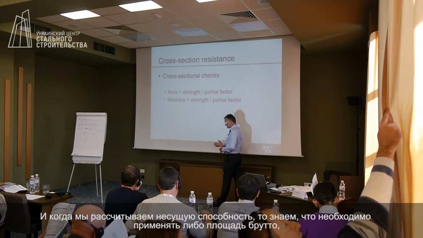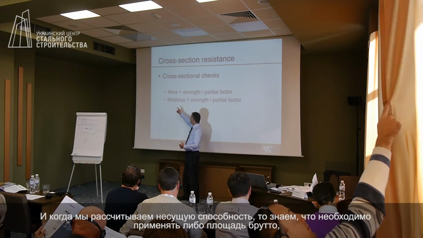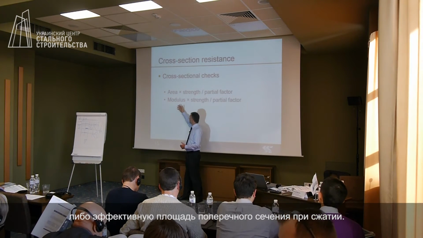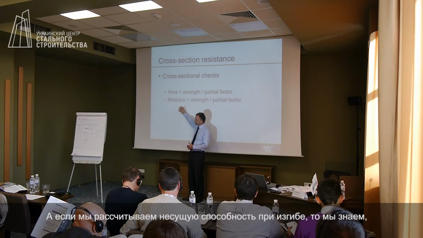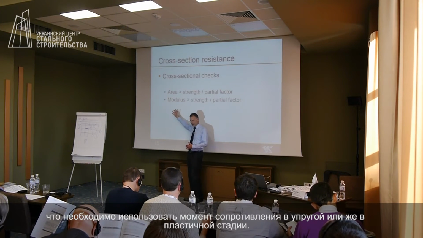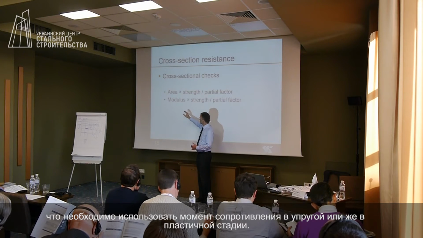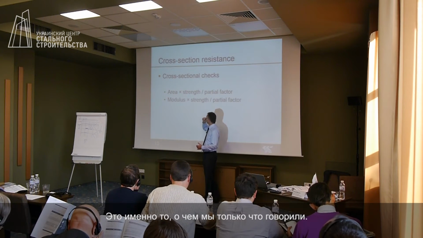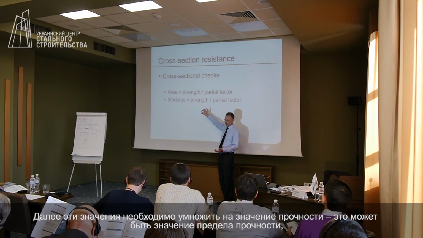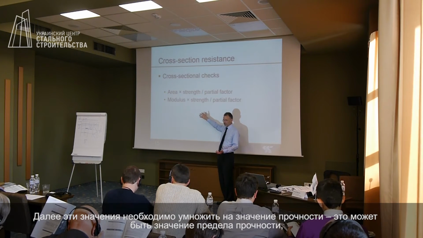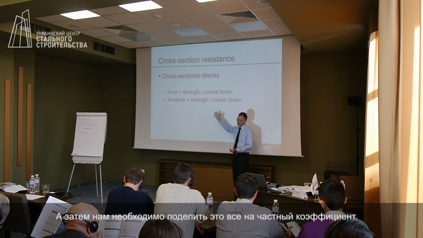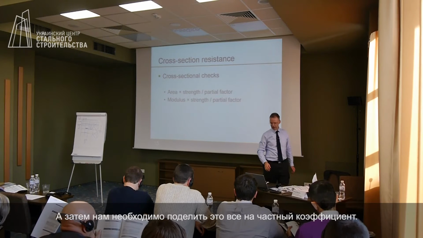So when we are calculating the resistance, we know that perhaps we're using the gross area or the effective area. If we're calculating the bending resistance, we know that we're using the plastic modulus or the elastic modulus. So really that's what we've just done. We then need to multiply by some strength. You might say the yield strength. For the moment we'll just call it strength. And then we need to divide by a partial factor.